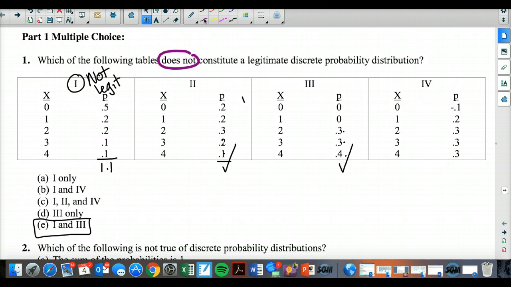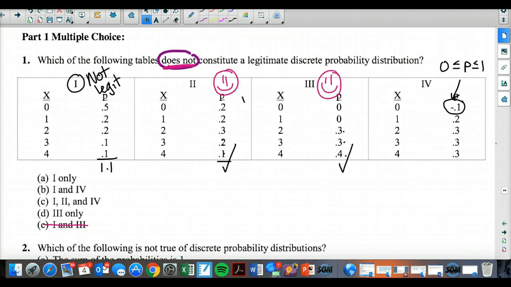I could keep checking and I could check 4. 4 is not legitimate because it cannot be negative. Probability is 0 to 1. What did I do? It's B. Yeah, this 3 is legitimate. Oh, I'm sorry, 3 is legit. My bad. Okay, which ones are not legitimate? These are good, so they should not be your answer. Anything with 2 or 3 is not your answer. This is your answer, which is B.